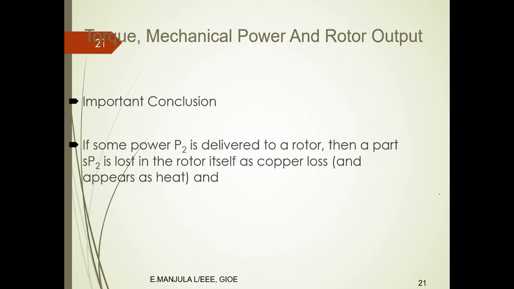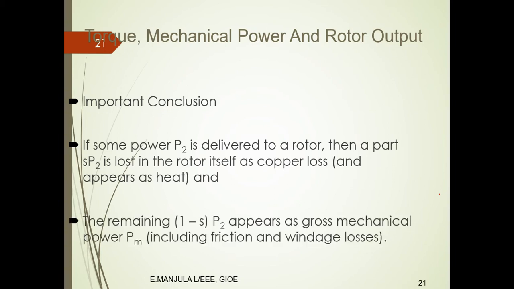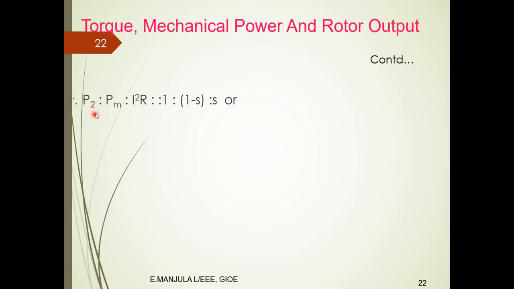So the torque, mechanical power and the rotor output. The important conclusion is that if some power P2 is delivered to the rotor, then a part of the rotor input is lost in the rotor itself as a copper loss and appears as heat, and the remaining (1 minus S) P2 appears as gross mechanical power, which includes the windage and frictional losses. Okay, it is very much clear.